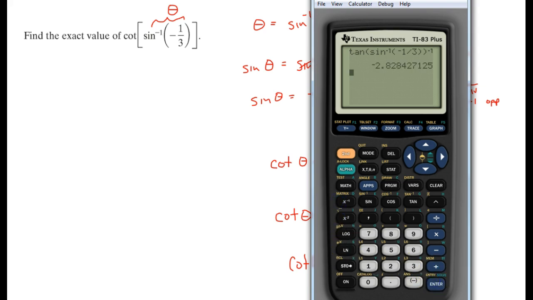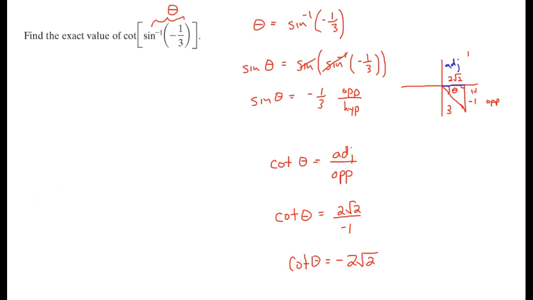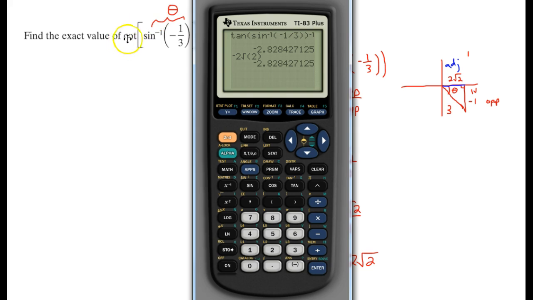Alright, so we hit enter, we get -2.828. So we'll do -2 times the square root of 2. Alright, we get the same thing. So anyway, cotangent is the reciprocal of tangent. So when you close off tangent, you'll hit that -1 button. That's not the same as the tangent -1 arctangent. Tangent to the -1 power, once you've closed it off, is the cotangent.